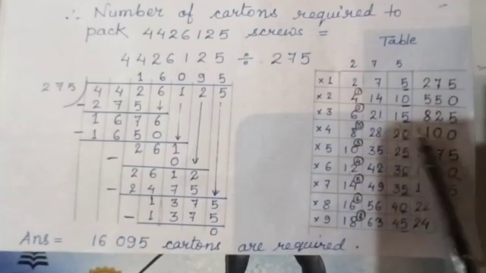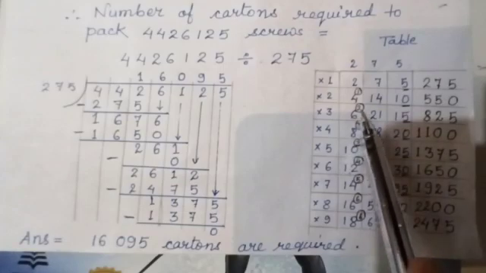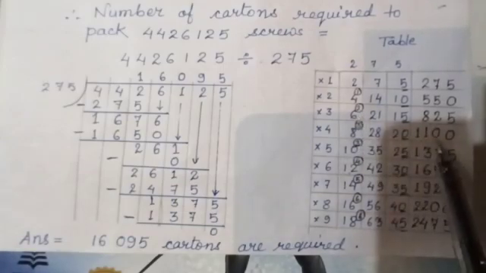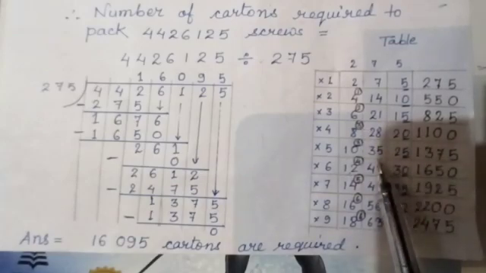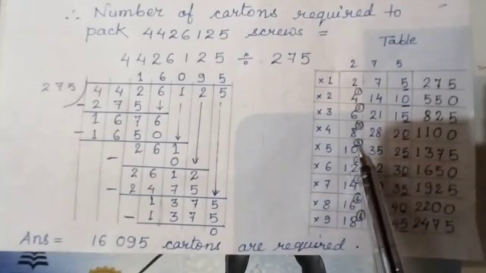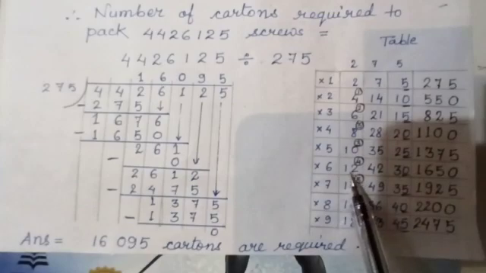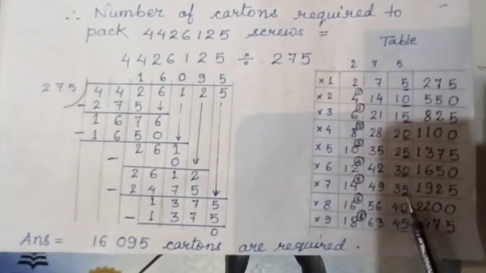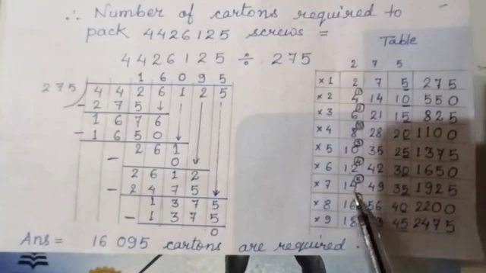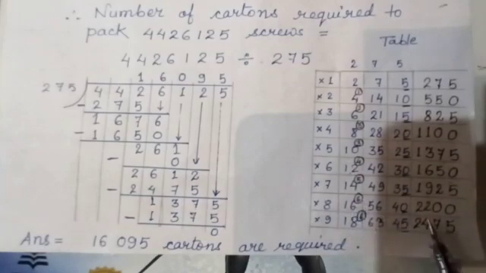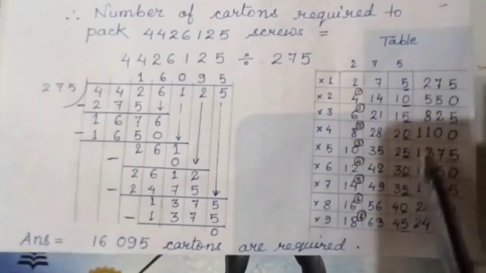21 plus 1, 22, 2 is written here, 2 carried with this 6, 6 plus 2, 8. 28 plus 2, 30, 0 here, 3 carried, 8 plus 3, 11. 35 plus 2, 37, 7 is written here, 3 carried, so 10 plus 3, 13. 42 plus 3, 45, 5 written here, 4 carried, 12 plus 4, 16. 49 plus 3, that is 52, 2 is written here, 5 carried, 14 plus 5, 19. 56 plus 4, 60, 0 you have written here, then 6 carried, 16 plus 6, 22. 63 plus 4, 67, 7 is written here, 6 carried, 18 plus 6, that is 24. In this way very easily we are getting the table of 275.